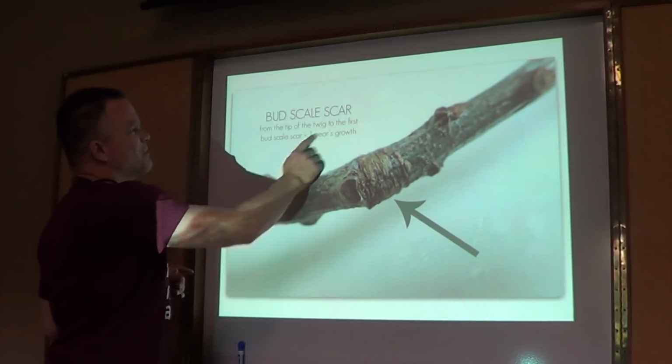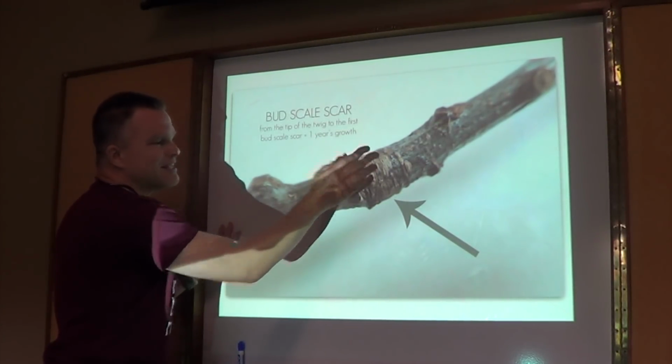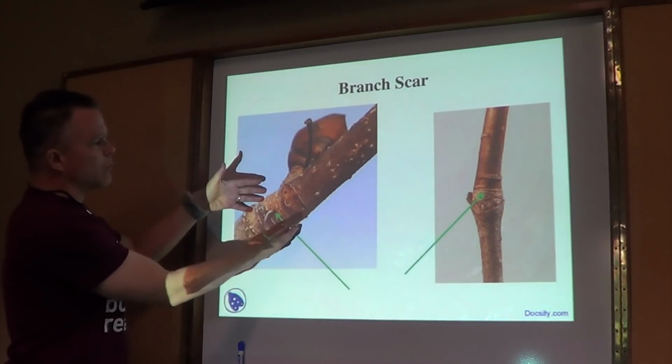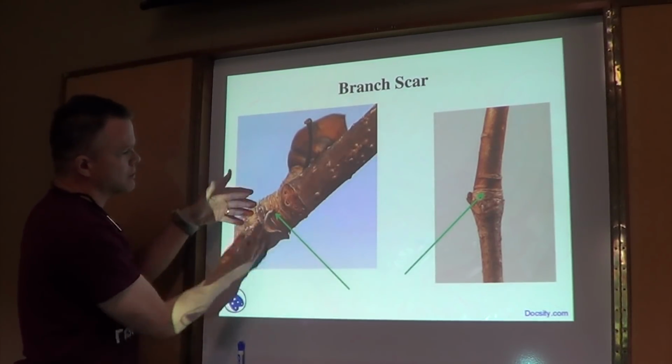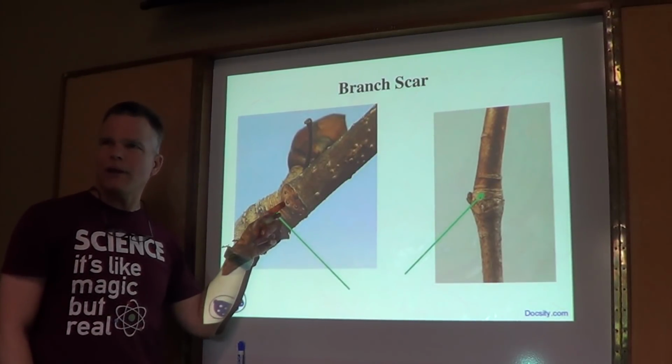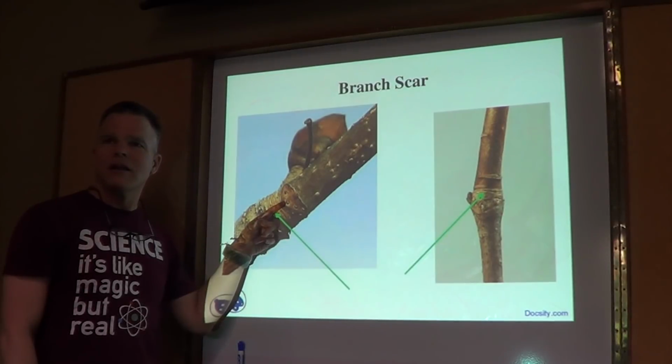There you go. So these things. Isn't that neat? And so when you start looking at a twig, there's all these stories. Here's my lenticels. Here's my bud scale scar. And look at this. This scar here looks like a koala bear. The branch scar.